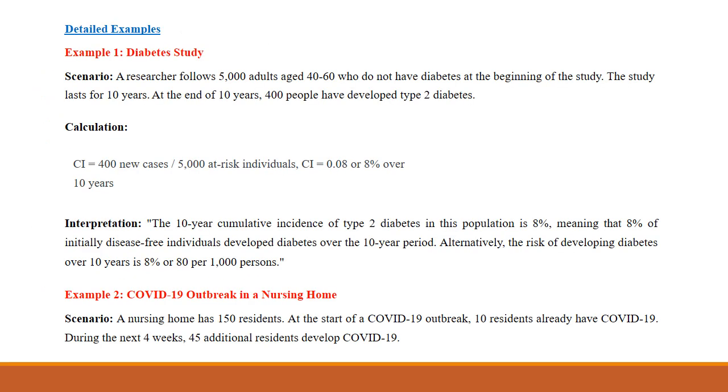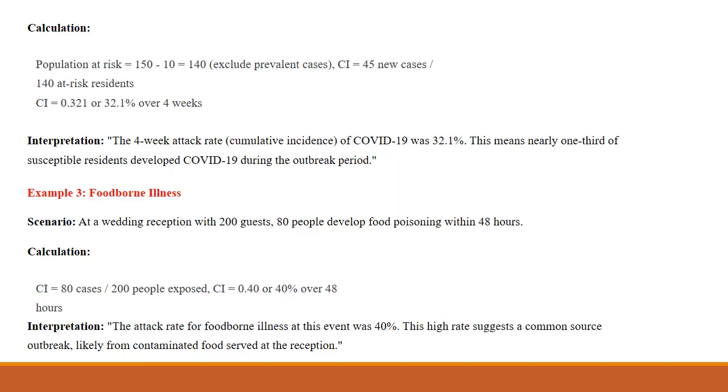10 already have COVID. Exclude them because we only consider the new cases during our time period. 150 minus 10 equals 140, and our cumulative incidence is the 45 new cases over 140 at-risk residents. And according to this, our risk is 32.1% over 4 weeks.